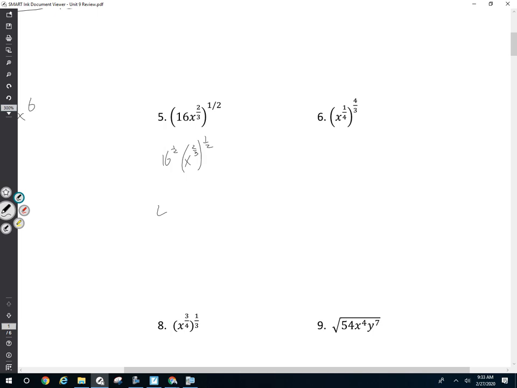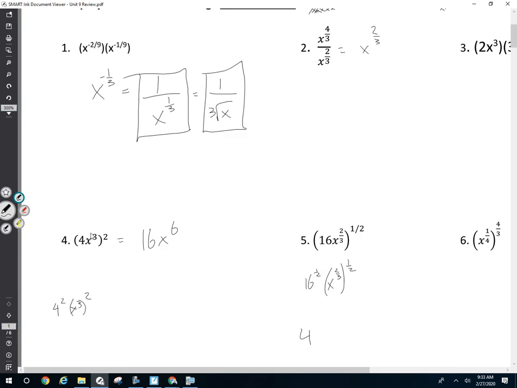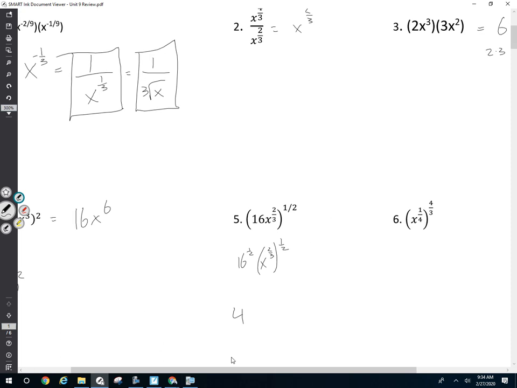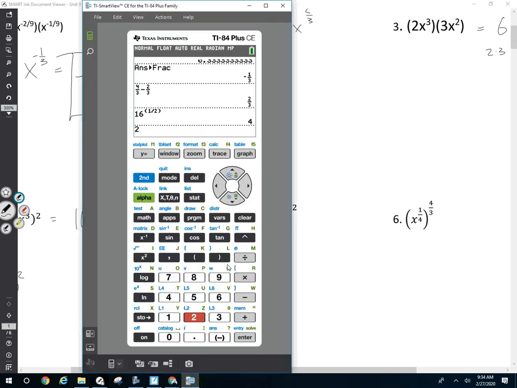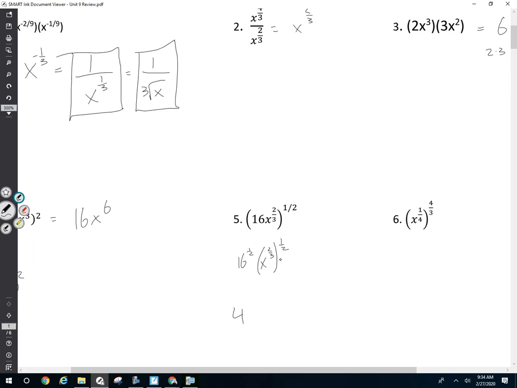It's just positive 4. Now here, 2/3 to the 1/2, power to a power. What do we do? We multiply the two numbers, right? I'm going to take 2/3 and multiply by 1/2. 2/3 times 1/2, I get 1/3. And that's my answer. You can write it like this, or you can write it as 4 times the cubed root of x.